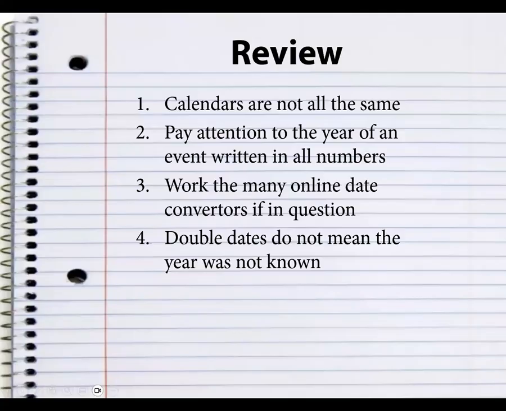In review, calendars are not all the same. As we have seen, you need to really pay attention to the year of an event, especially when it's written in all numbers, and where it is, because of this whole Julian Gregorian thing. You want to work with the various online date converters if you are really struggling to figure out when a particular event took place. And remember, double dates don't mean that the year was not known. What it is doing is identifying the old and the new style, so the Julian and the Gregorian year within that particular date.